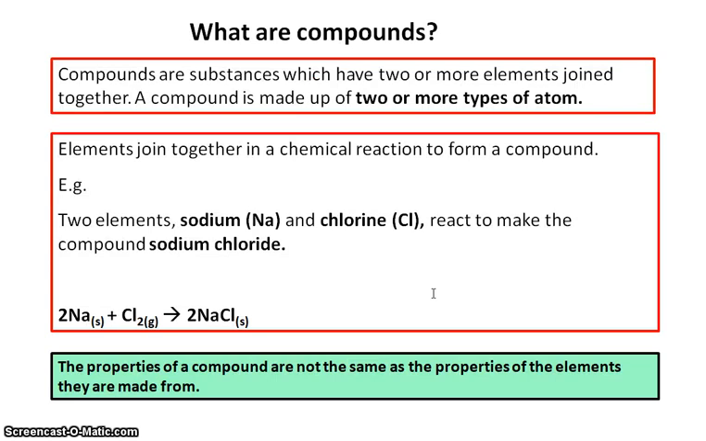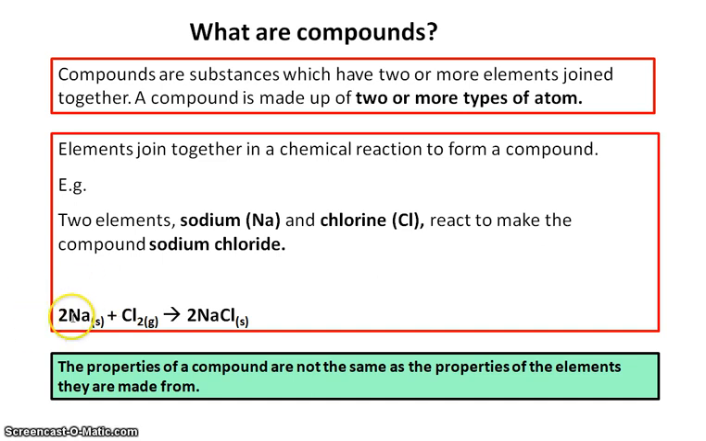What are compounds? So we understand elements now contain one type of atom, only one type of atom. Now with compounds, you have two or more elements joined together. So they are held together by a chemical bond. If that happens, you have what we call a compound.